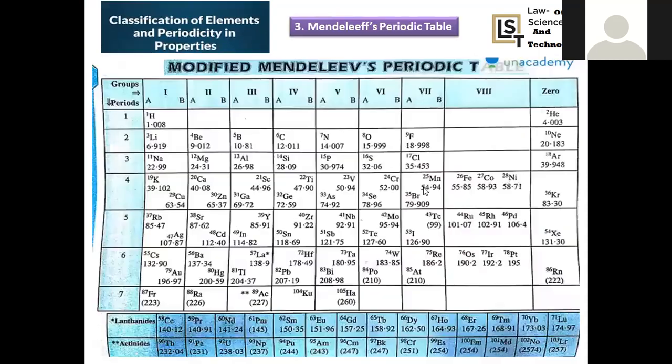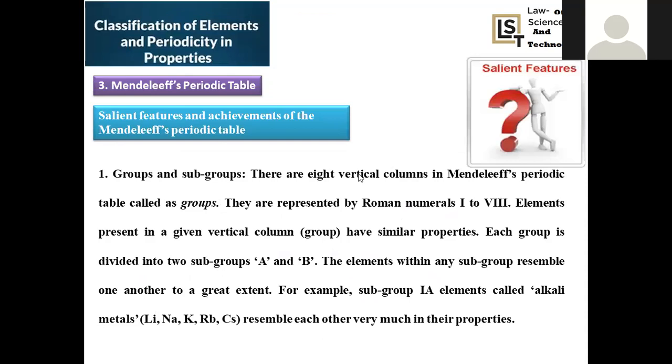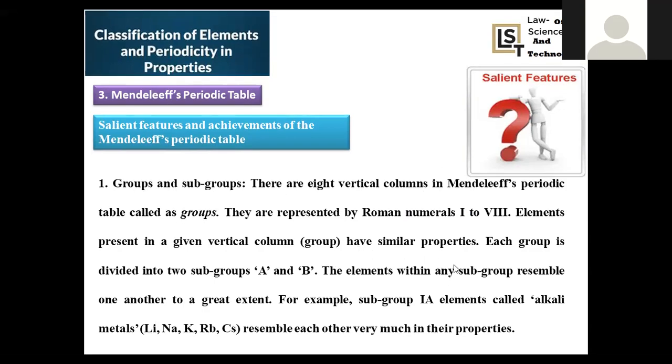So there are 8 vertical columns present. If you see clearly, 1, 2, 3, 4, 5, 6, 7, 8 columns are present here. 8 columns are incorporated. Vertical means top to bottom. In the Mendeleeff periodic table, all these are considered as groups. So there are 8 groups present in the given Mendeleeff's periodic table. They are represented by Roman numbers 1 to 8. Roman numbers are indicated for main groups. Elements present in the given vertical column. Always a vertical column is said to be a group, right?